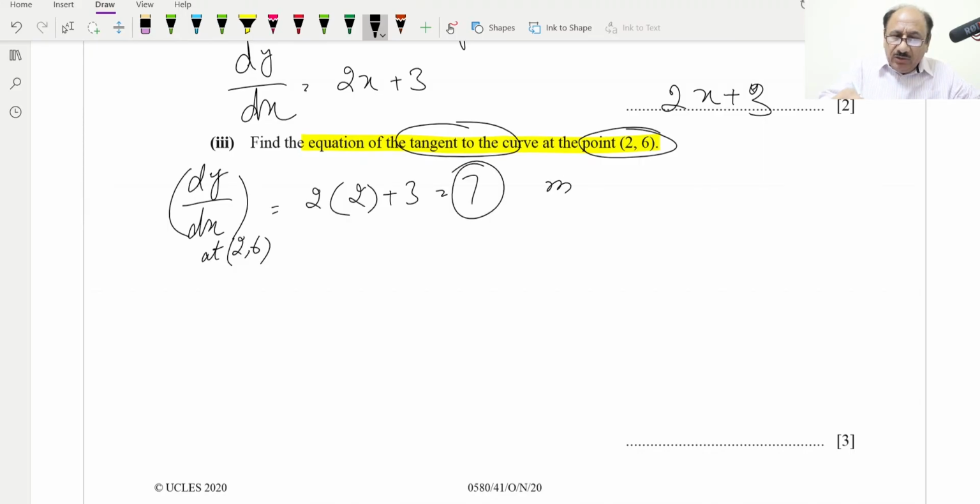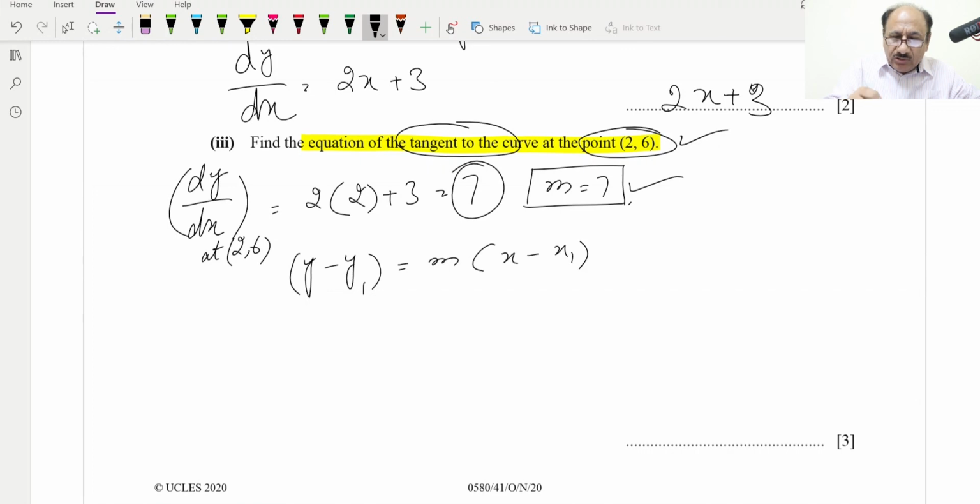So the m value we found as 7, and now we'll use this point and m value, and the equation of the line in point slope form directly, without calculating the value of c. So y minus y1 is equal to m into x minus x1. This will be the equation of the line in point slope form. So y minus y1 will be 6, and m is 7 into x minus x1, which is 2. So now we can simplify the equation.